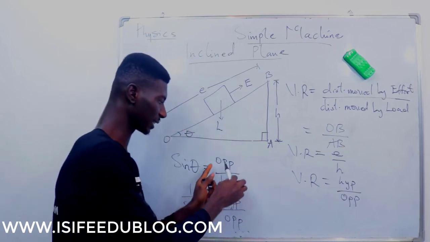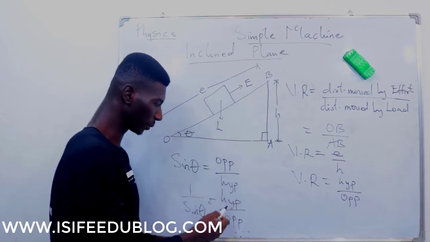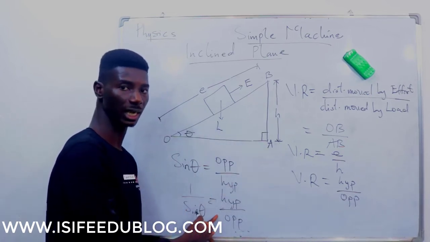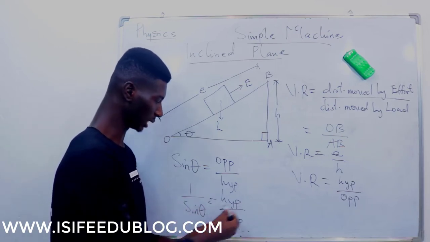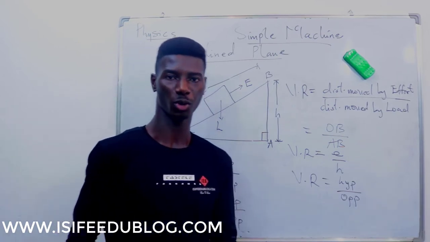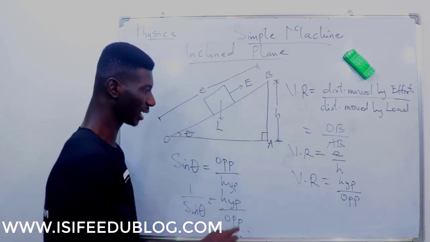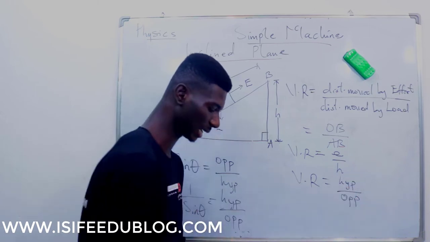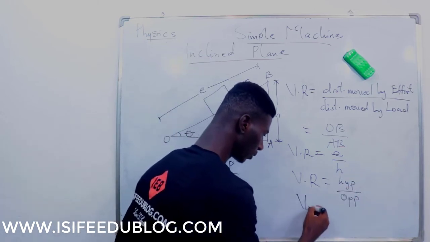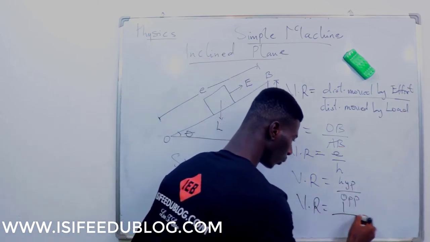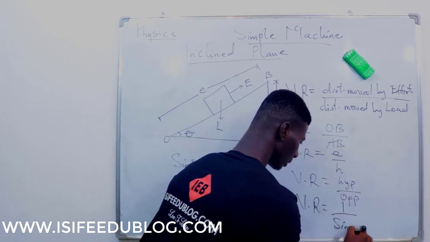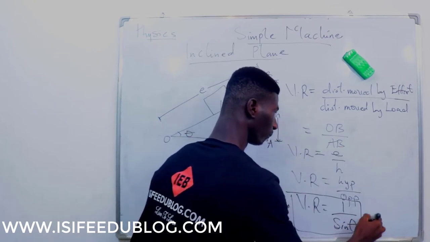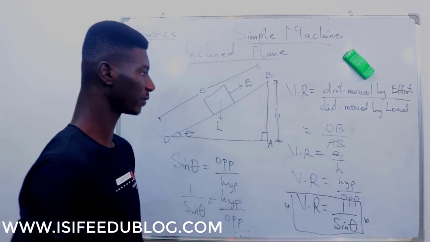If sine theta is opposite over hypotenuse, then for me to get hypotenuse over opposite means taking the reciprocal of sine theta, which is 1 over sine theta, that will give me hypotenuse over opposite. So instead of writing hypotenuse over opposite, I will simply replace this side with 1 over sine theta. So the velocity ratio becomes 1 over sine theta. Please note this, very, very important.